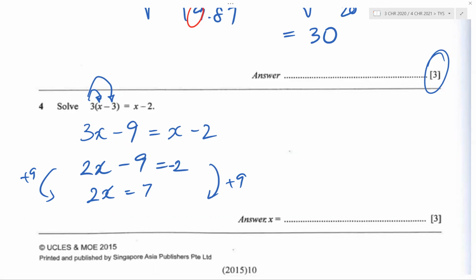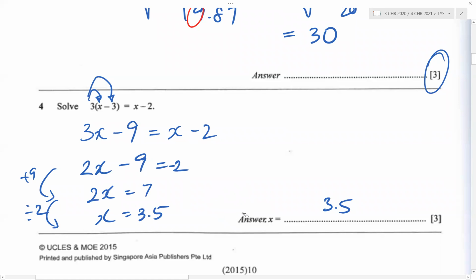Now, next step is to divide by 2. I don't want this 2. Get rid of it. We're going to divide by 2. So x equals to 3.5. Or 7 over 2 or 3.5. All the same, 3.5.